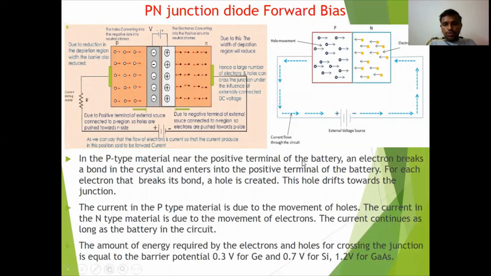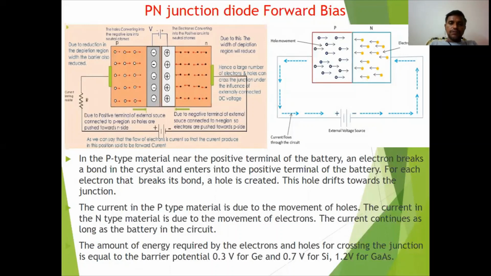Near the positive terminal of the battery, an electron breaks a covalent bond in the crystal and enters into the positive terminal of the battery. For each electron that breaks its bond, a hole is created. That's what I told. This hole drifts towards the junction.